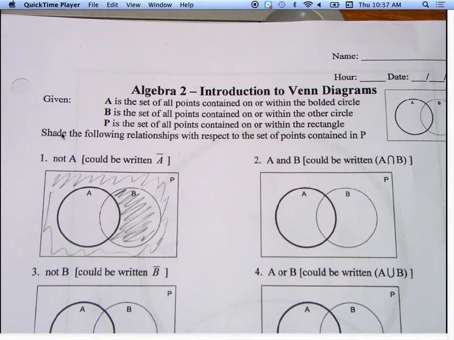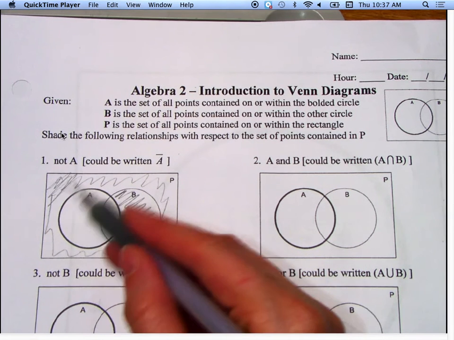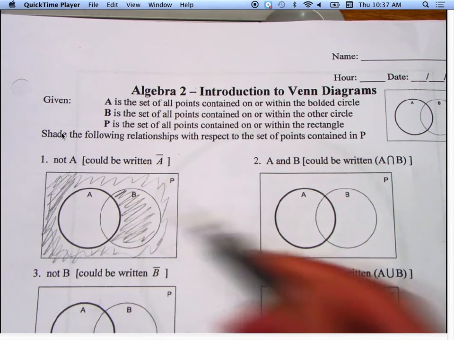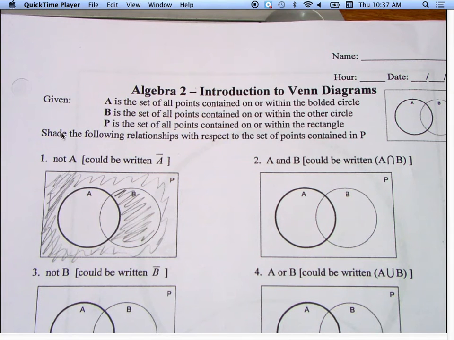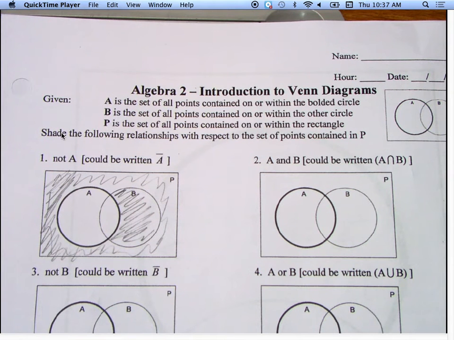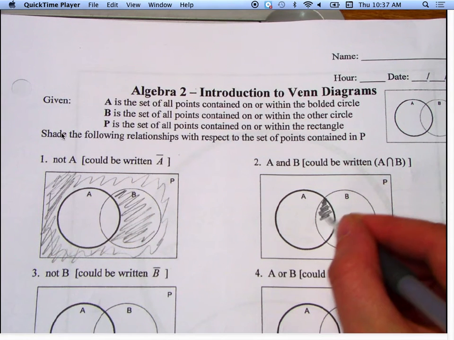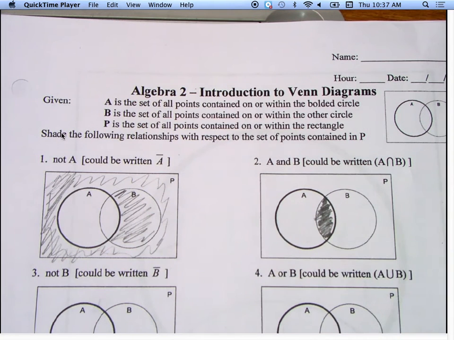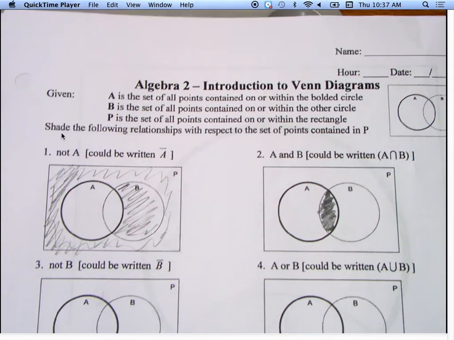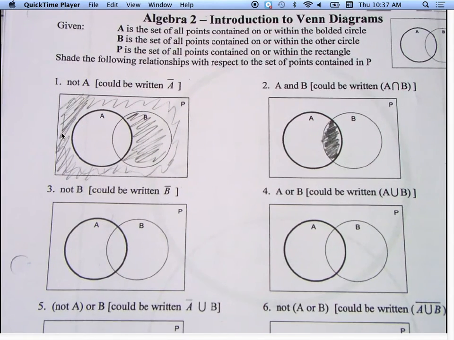So do you shade P? Okay. Yes. P is shaded as well. Okay. So A and B, the middle. You can't shade A. You don't shade A, because it's not A or B, it's A and B. All of A and P. Not P. So A.